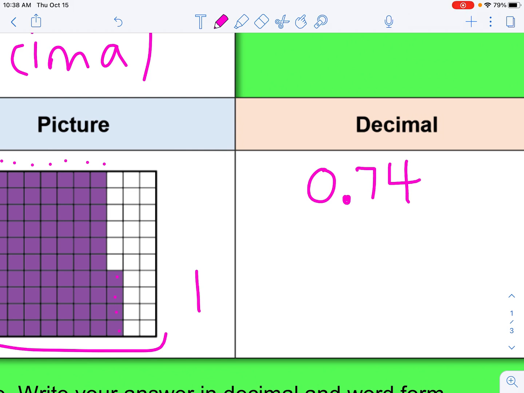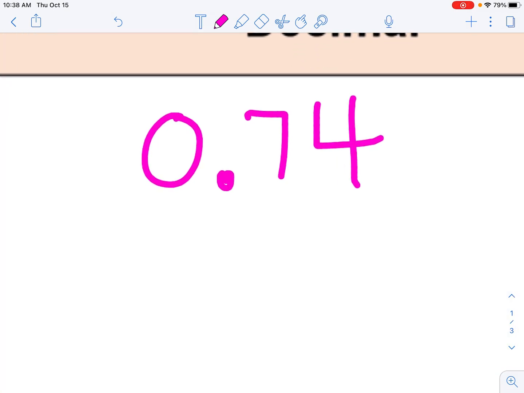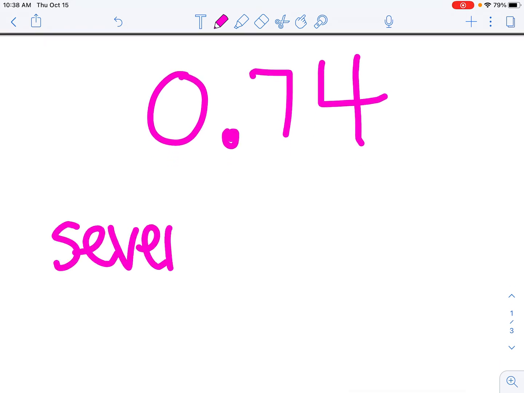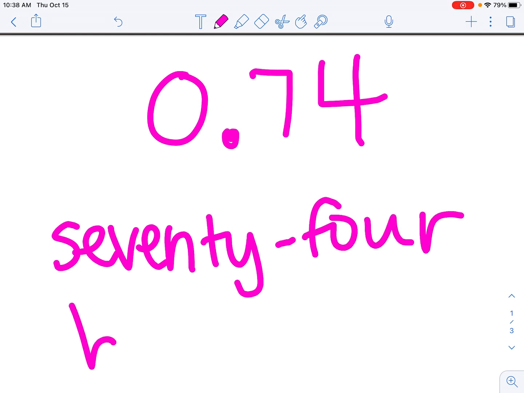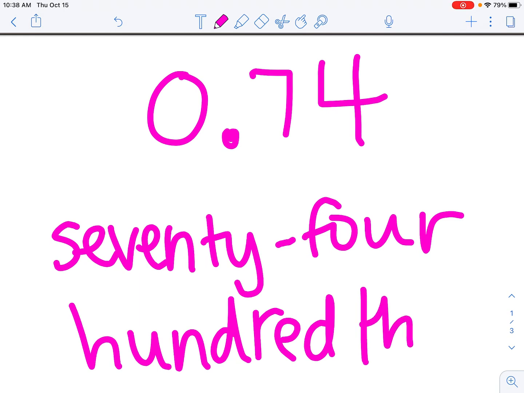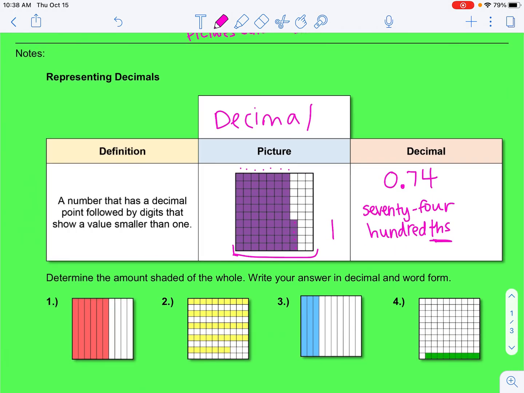That's how you read this. We're not going to read it as 0.74. We're going to read it as 74 hundredths. So we are going to write that in word form. So this is 74 hundredths. You'll notice that all our decimal names have the THS at the end. So get used to writing that and saying that.